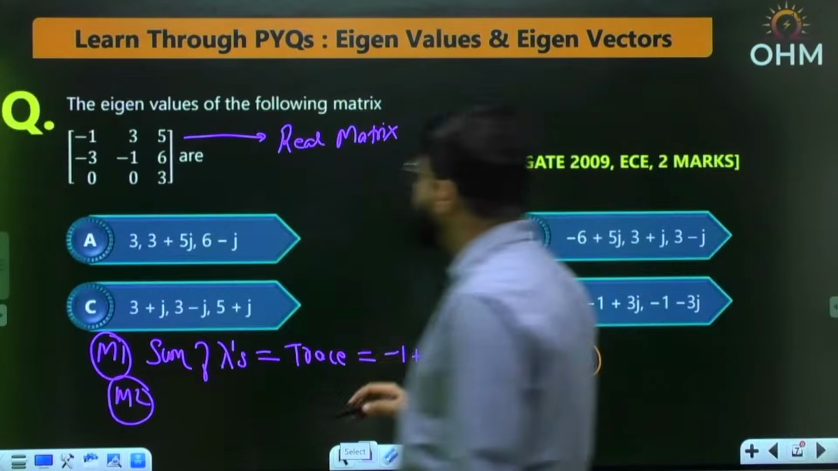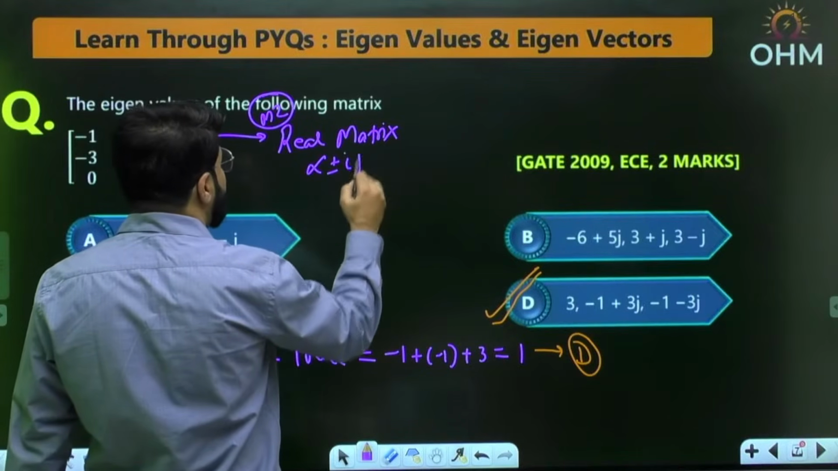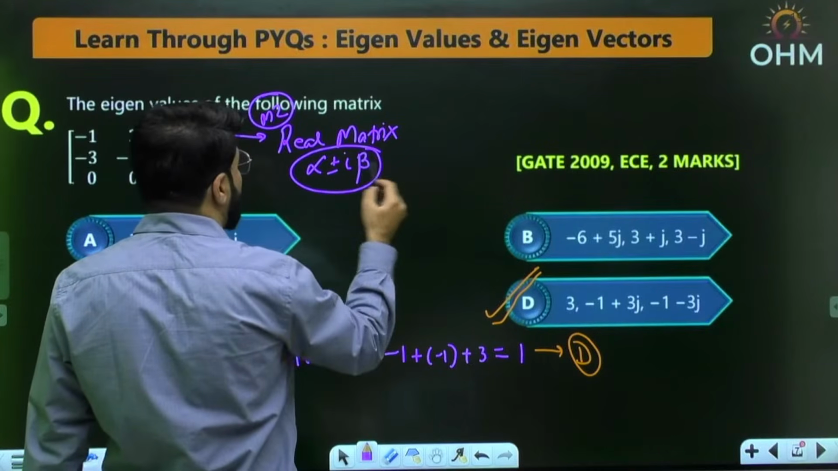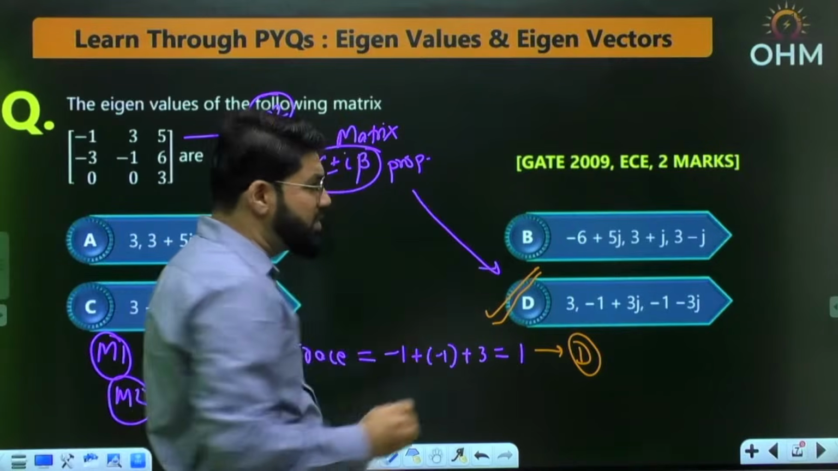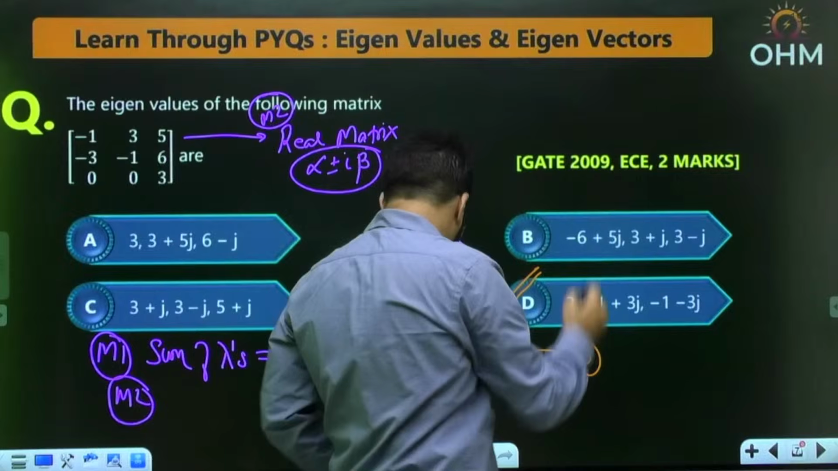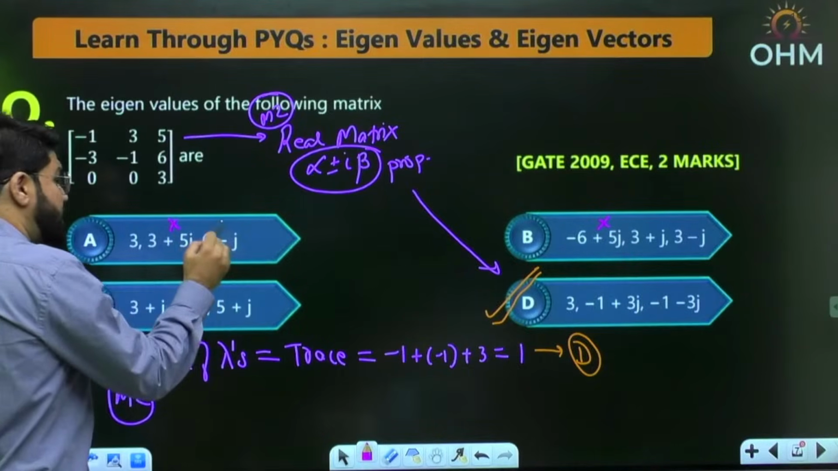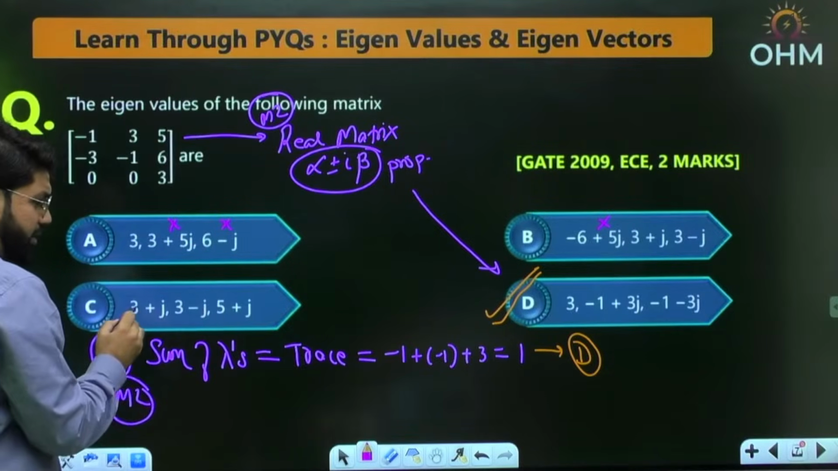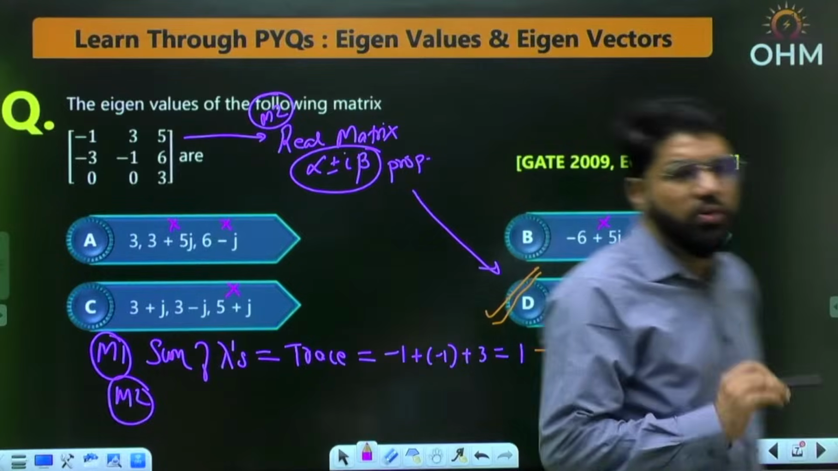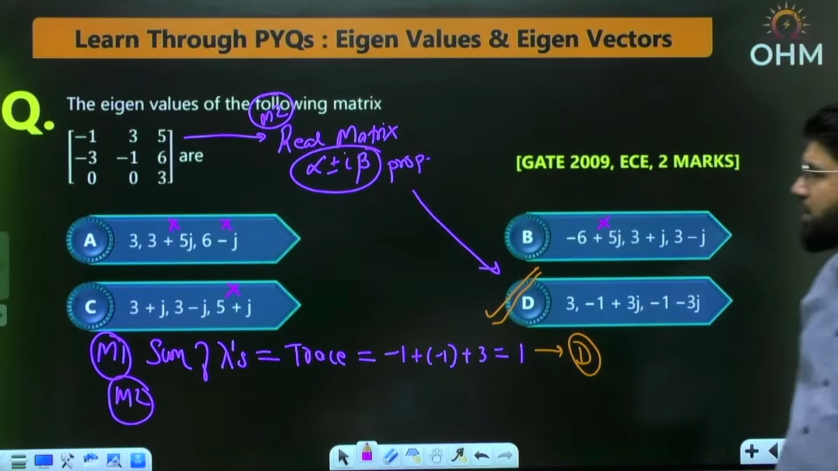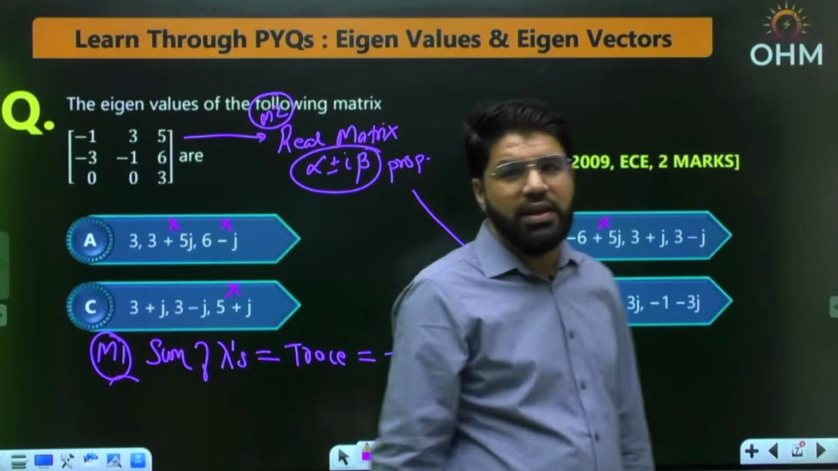So have a look into it. Real matrix. I'll write down method number 2 here: eigenvalues alpha plus-minus i beta property. Then you can directly say only option number D, because here minus 6 plus 5j alone is not allowed. Here 3 plus 5j alone, 6 minus j alone, not allowed. Here 3 plus j, 3 minus j is fine, but 5 plus j alone is not allowed. Any single complex number alone is not allowed. It has to occur in a conjugate pair. So option number D again. Simple. This is the third and a very useful property.